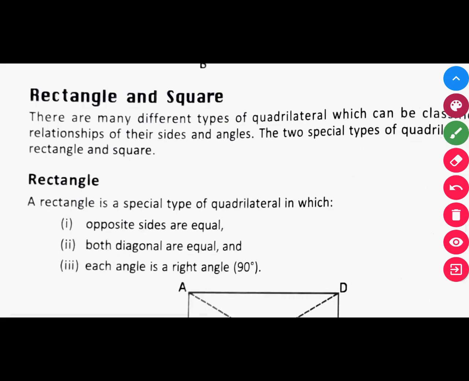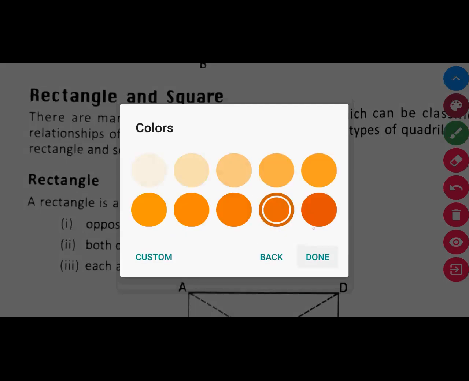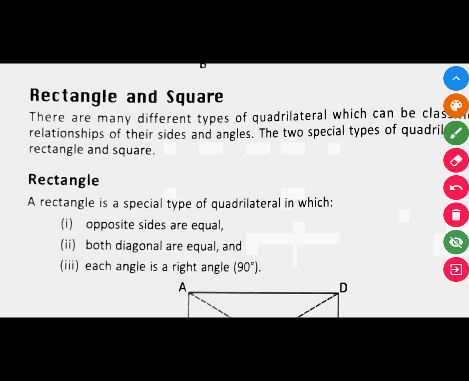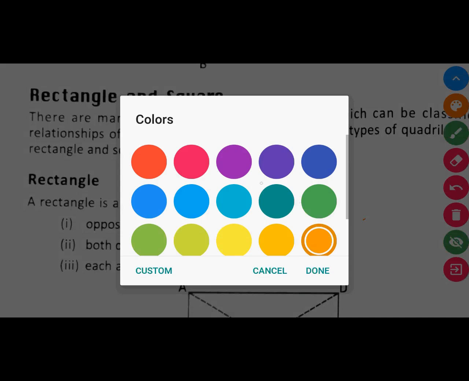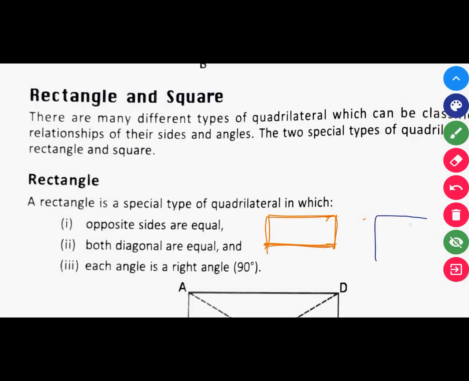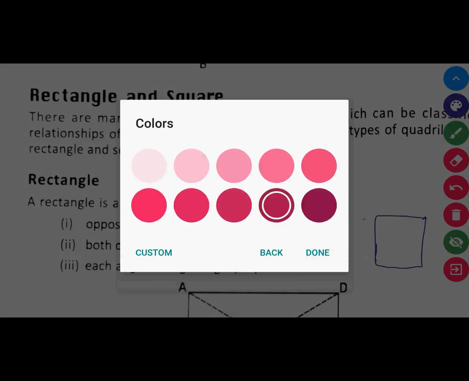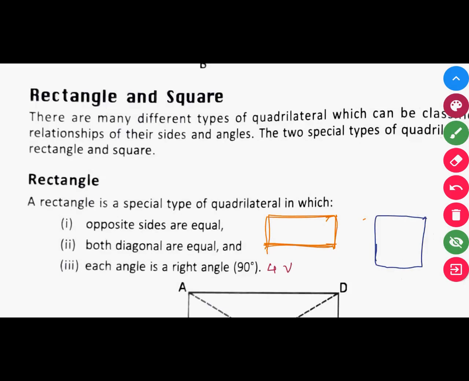Now the main 2 quadrilaterals we have to learn are rectangle and square. So what is the main difference between rectangle and square? See, this is the figure of rectangle with orange color, and this is the figure of square with purple color. Both of them have 4 vertices, 4 sides, 4 angles. What are the properties of quadrilateral? They have 2 diagonals, both of them have. Then what is the difference between these two?